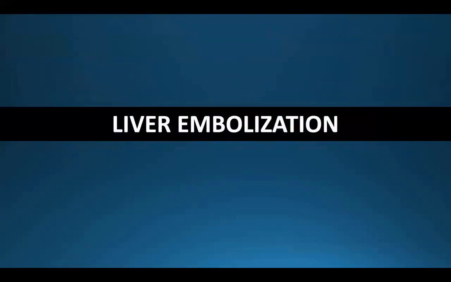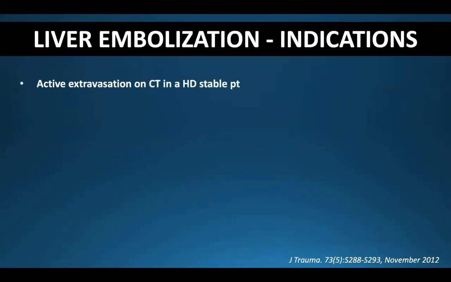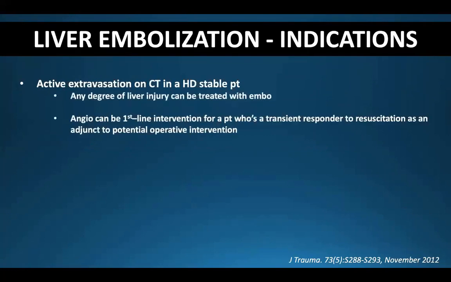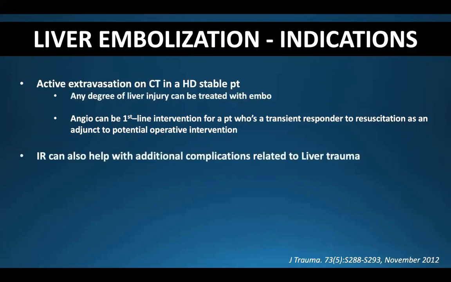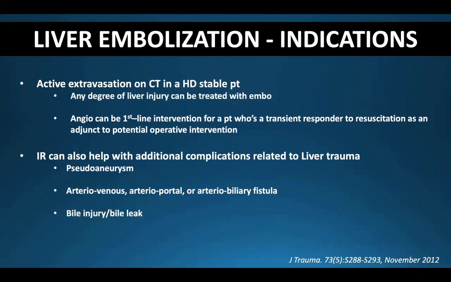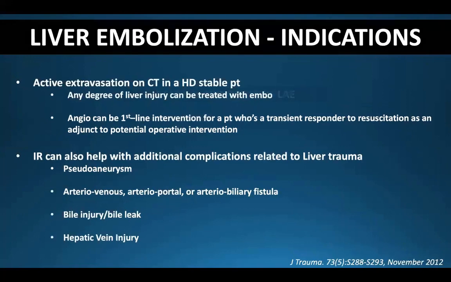Moving on to liver embolization. Indications: active extravasation on CT in a hemodynamically stable patient. Any degree of liver injury can be treated with embolization. Angio can be a first-line intervention for a patient who's a transient responder to resuscitation, as an adjunct to potential operative management. IR can also help with additional complications related to liver trauma, like pseudoaneurysm, fistula, arteriovenous, arterioportal, arteriobiliary, bile injury, bile leak, and hepatic vein injuries.